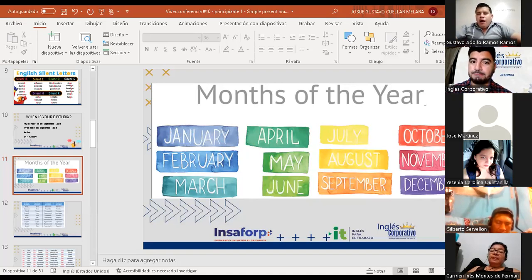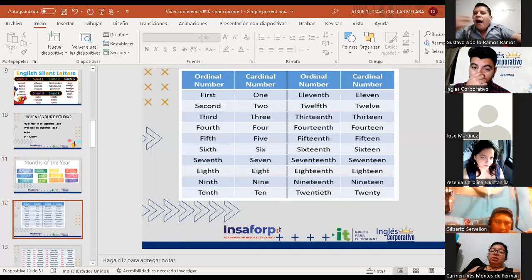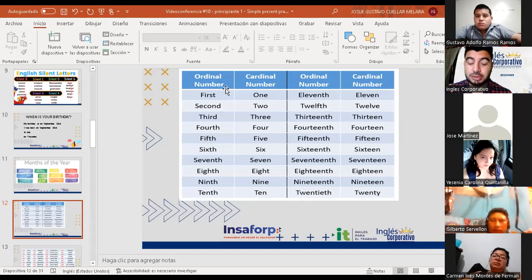Okay? Bien. Now that we have this, ahora vámonos a los números ordinales. In numbers, we have two types. En los números tenemos dos tipos principalmente. There are different types, but the main ones are two. Los principales son dos. We have ordinal and cardinal numbers. Tenemos números ordinales y cardinales.